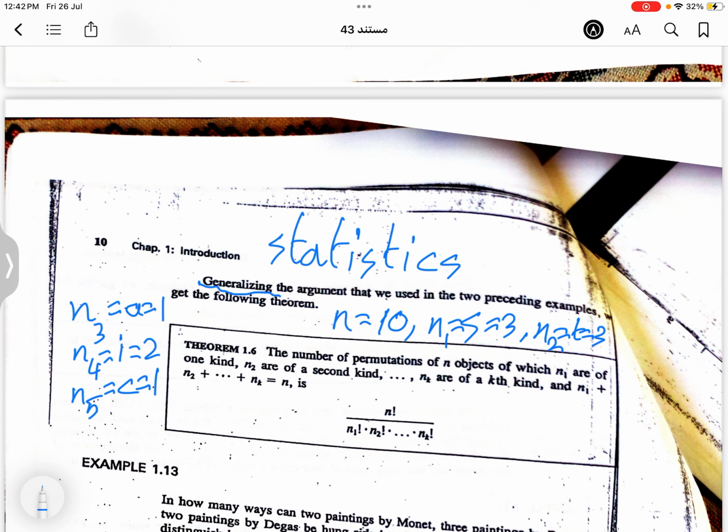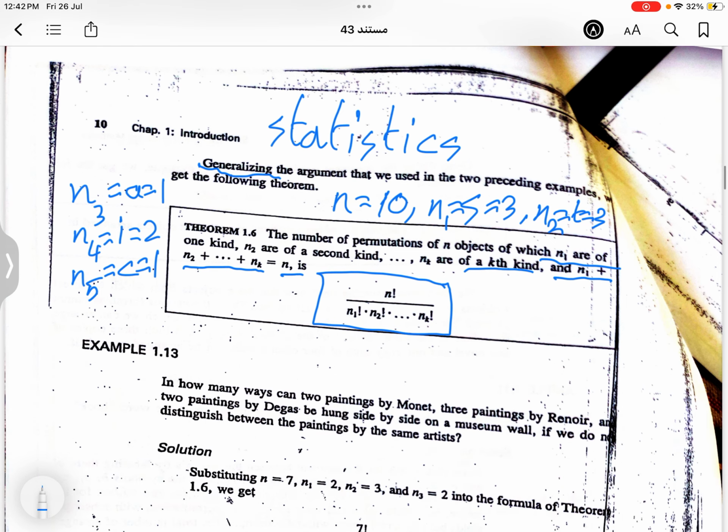Notice that here the number of permutations of n objects, of which n1 are of one kind, n2 are of the second kind, and so on till nk are of the kth kind, and also notice n1 plus n2 up to nk equal n, then you can use this theorem: n factorial over n1 factorial, n2 factorial, up to nk factorial.